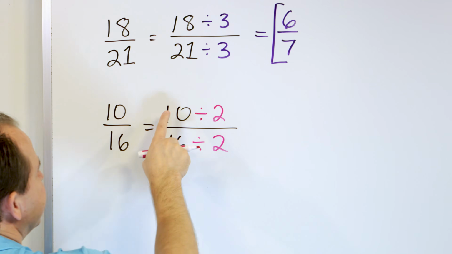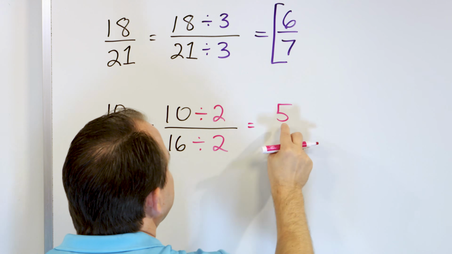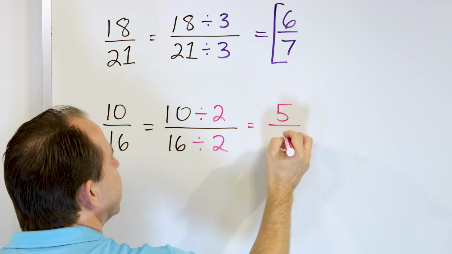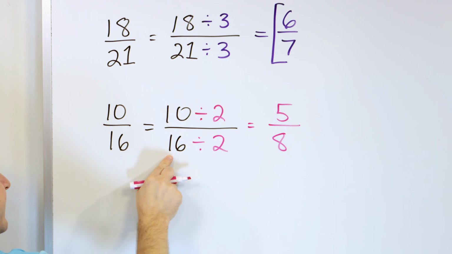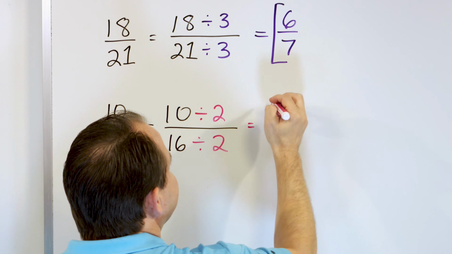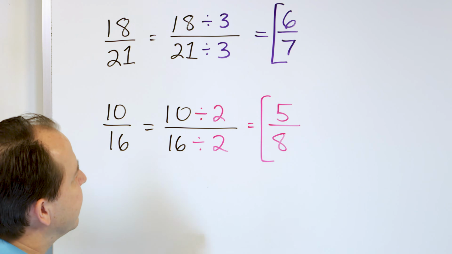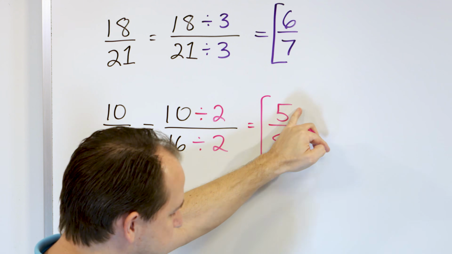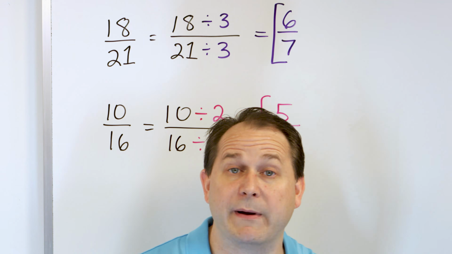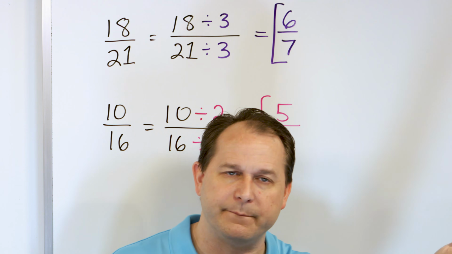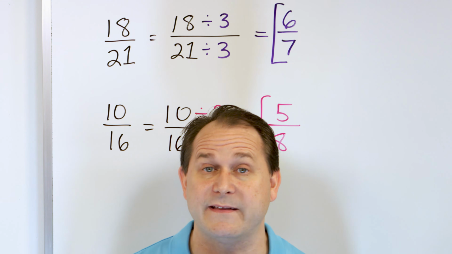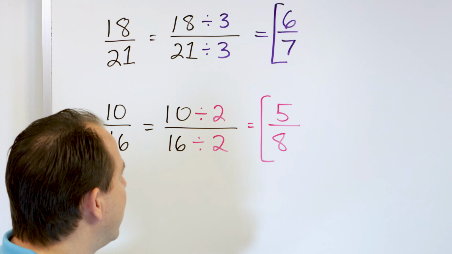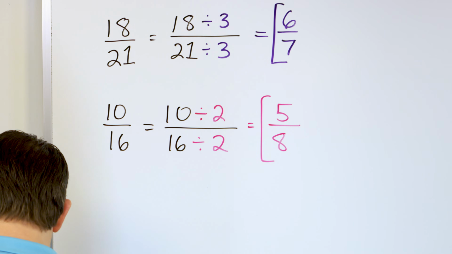10 divided by 2 is 5, because 5 times 2 is 10. 16 divided by 2 is 8, because 8 times 2 is 16. And so I get the answer 5/8. This is the final answer because I ask myself, can I make this simpler? Can I divide 5 and 8 by the same number and get it simpler? And I can't. There's nothing I can pick. So this is called simplest form, or lowest terms.